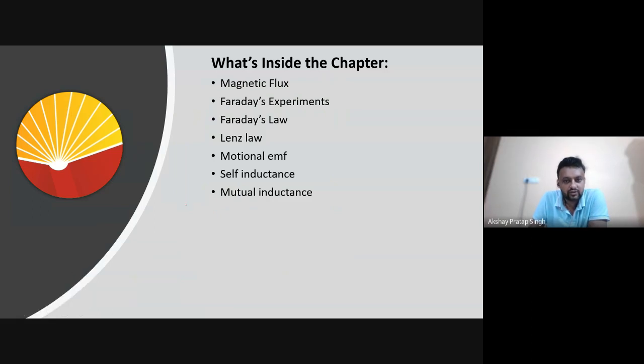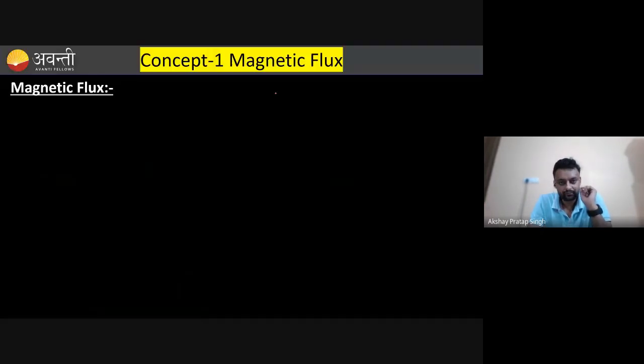that you can see, first of all, we will start with magnetic flux, like what is magnetic flux. Then we will enter electromagnetic induction, that is, what is electromagnetic induction. And in that portion, we will study Faraday's experiment and laws. After that, there is motional EMF, self-inductance, and mutual inductance. So don't worry about the topics. We will discuss them each one by one. So right here, starting with magnetic flux.